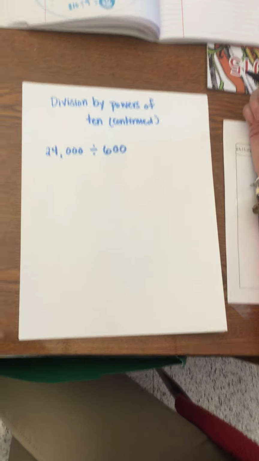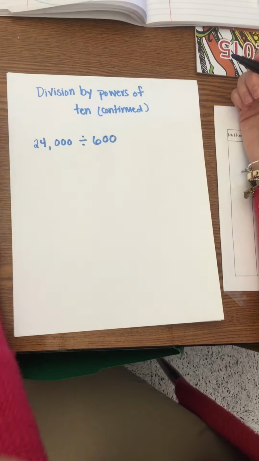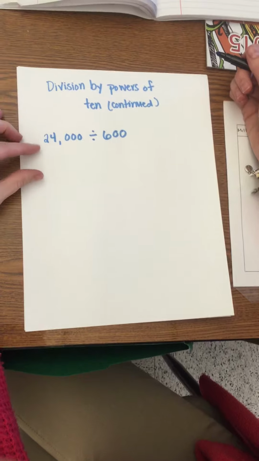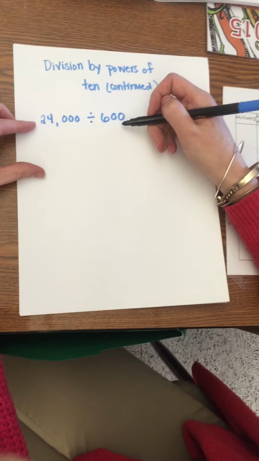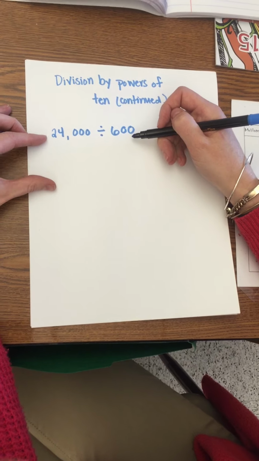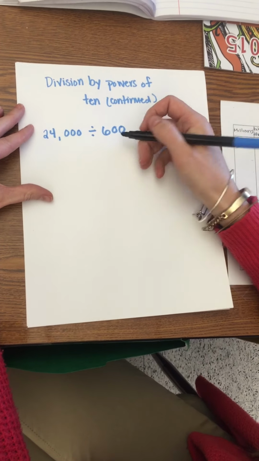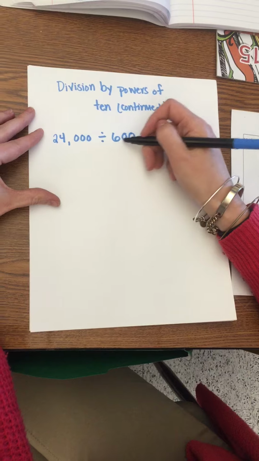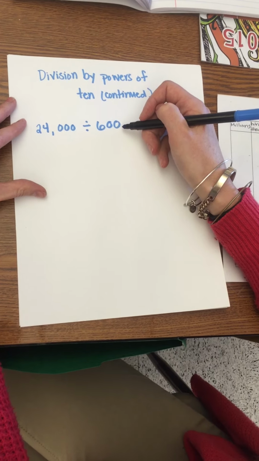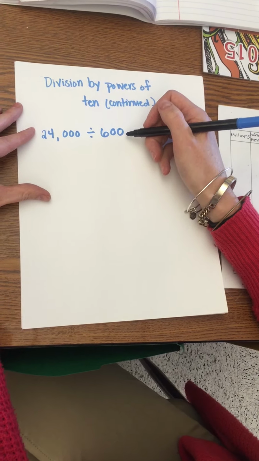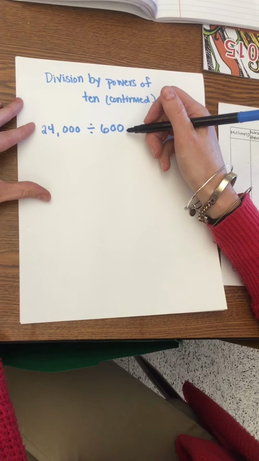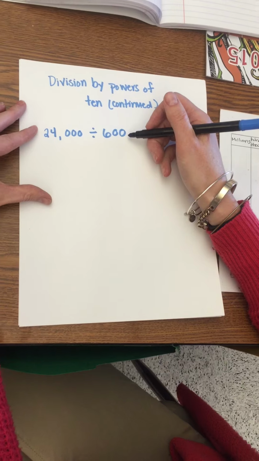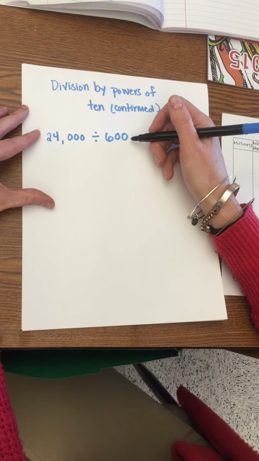All right, we're going to continue working on division by powers of 10. This time, we have a larger divisor than 10, 100, or 1,000. So I need to think in my mind, how do I make this divisor 600 more manageable? Can I break it up into a power of 10? I can think of the factors that I multiply together to give me 600.